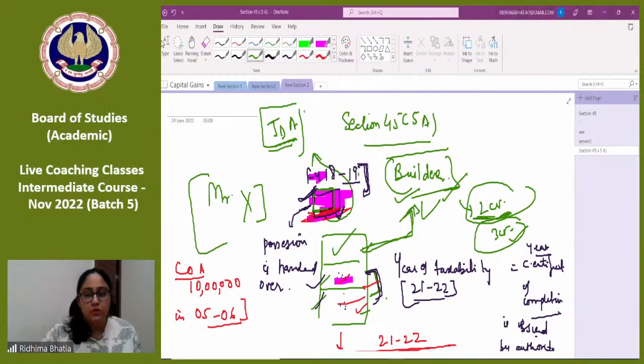Then we saw the last one, which is the joint development agreement, where the year of taxability is deferred to the point when you receive something in return. That is when these flats are received or when the certificate of completion is issued. The stamp duty value of those two flats would be the full value of consideration along with any cash received from the builder. Clear? But the year of transfer would be the year when the possession is handed over. So this was all about the previous 1 hour which we discussed. Anyone has any query before we proceed further?